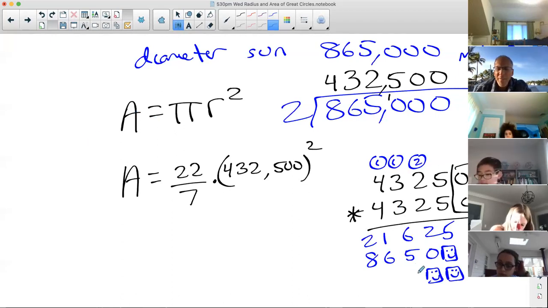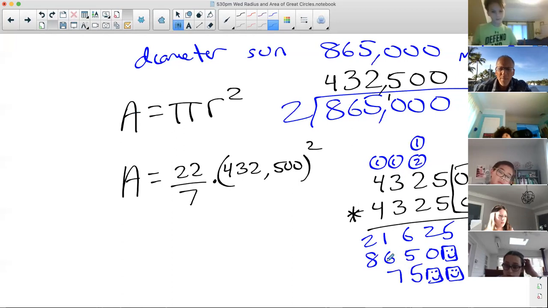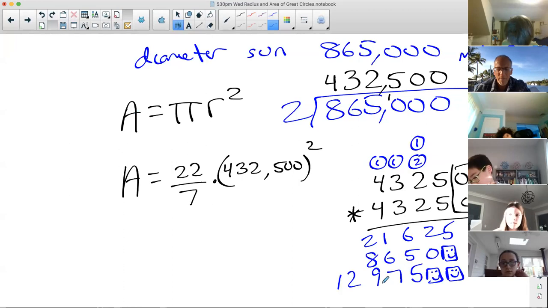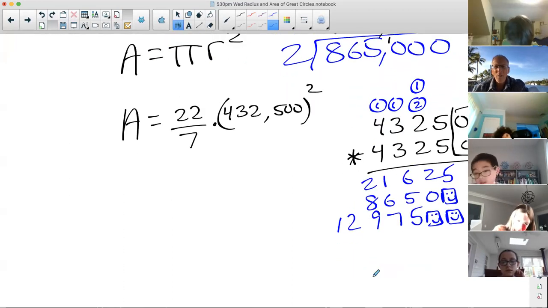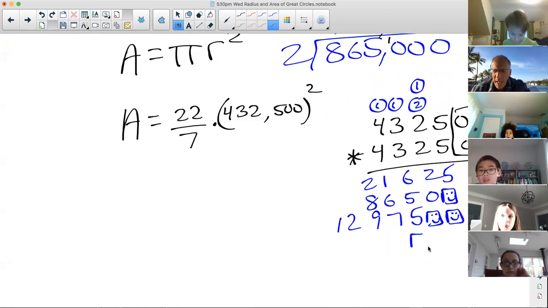3 times 5 is 15. 3 times 2 plus 1. 3 times 3 is 9. 3 times 4 is 12. Now we have to multiply it by 4. Here we go. 3 placeholders.